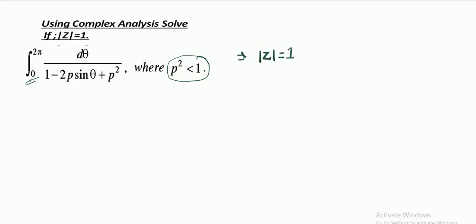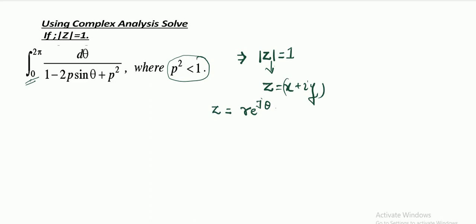What do you mean by mod of z equals 1? Let's say z is a complex number. We will have to solve the question in the form of complex numbers. So let z equal x plus iy. What will be the magnitude of mod of z? You can write it in the form r e to the power j theta, the complex number in polar form.